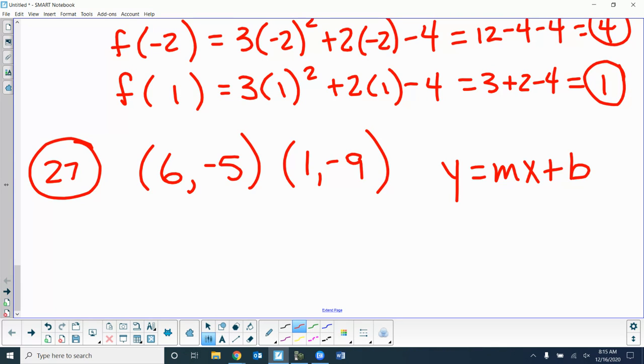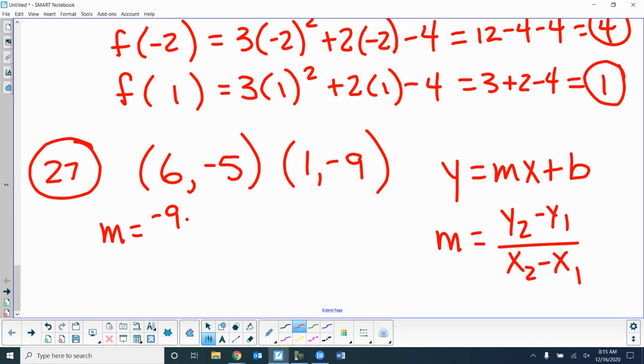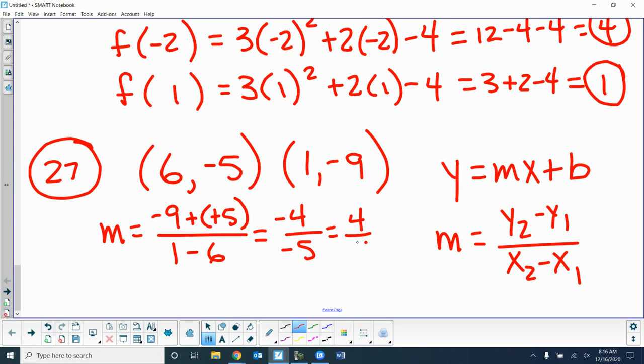So the slope formula is this: m equals y2 minus y1 over x2 minus x1. So there's something else you should put on your note card. Okay? So find the slope first. Second y, -9, minus the first y, -5, over second x, 1, minus first x, 6. All right, so minus the -5 is +5. So -9 plus 5 is -4. And 1 minus 6 is -5. So two negatives make it a positive. So my slope is 4/5.